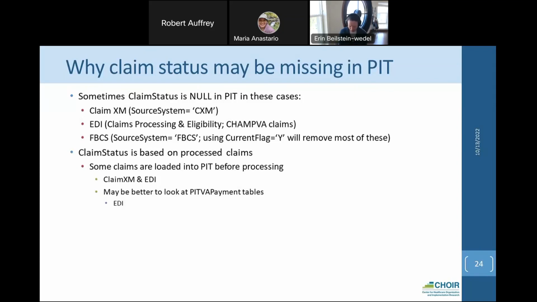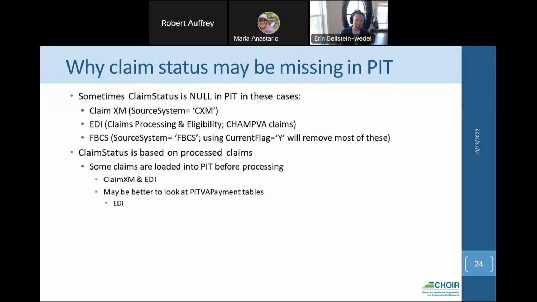And it's usually because, at least for claim XM and EDI, the claims that are being fed into PIT institutional and PIT professional are unprocessed claims, and the claim status only gets filled in for processed claims, if that makes sense. So after it's gone through all of the business rules to determine if we're going to pay it or not, you'll see the nulls in claim status, and those are the systems that it's for. For FBCS, if you use current flag equals Y, it will remove 99.9% of these records. So that's a good way of handling that issue for FBCS claims.